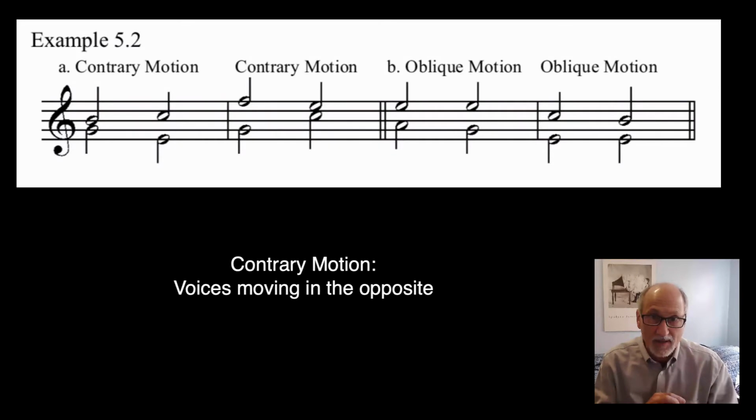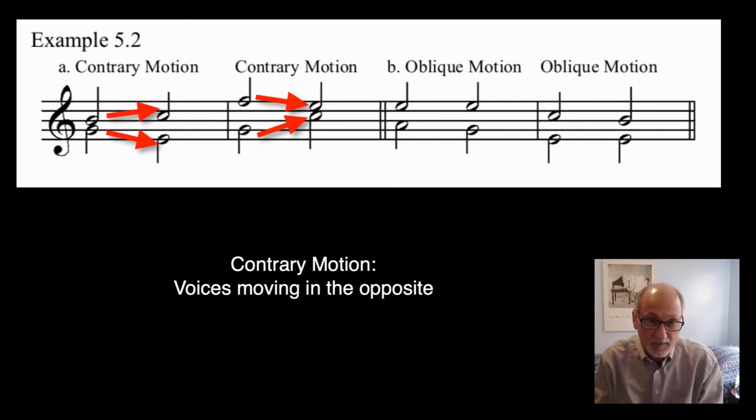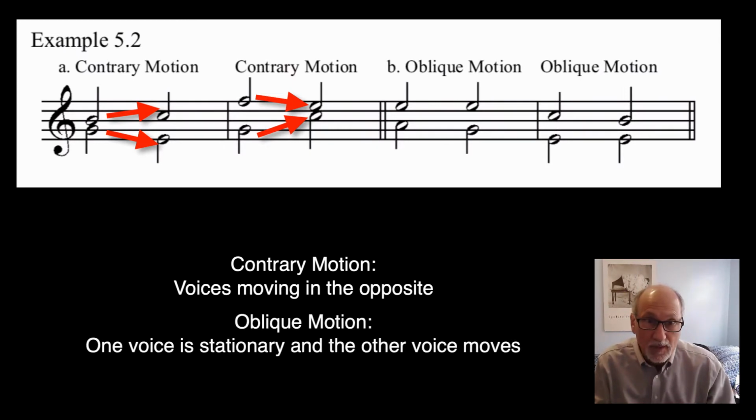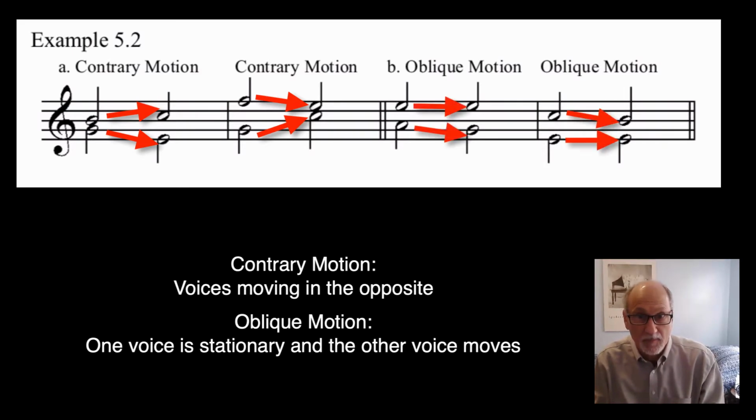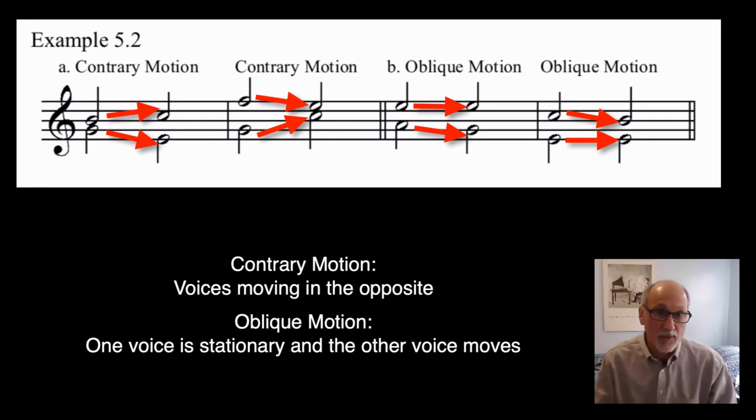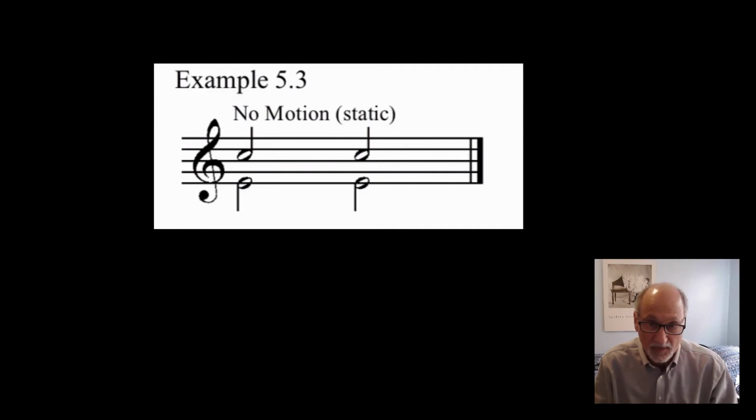Contrary motion is when lines move in opposite directions, something like this. Or oblique motion is when lines are moving, but one is actually stationary and the other one moves. Now this is really important too, because if the rhythm is moving along in music but the pitch doesn't change, in other words, they're staying on the same note, then we say that there is no motion. And that actually happens quite a bit in music.